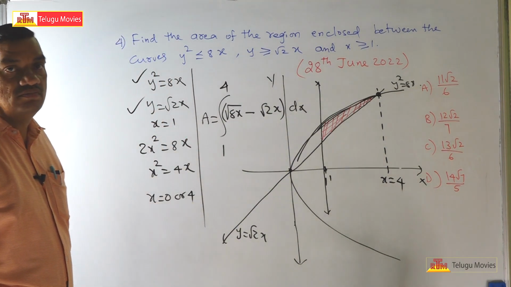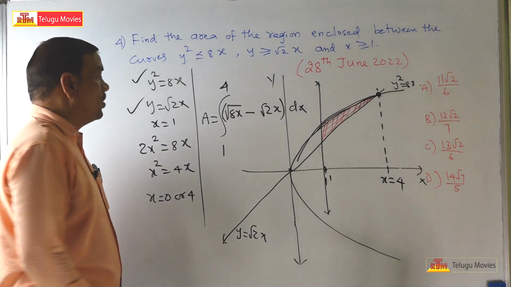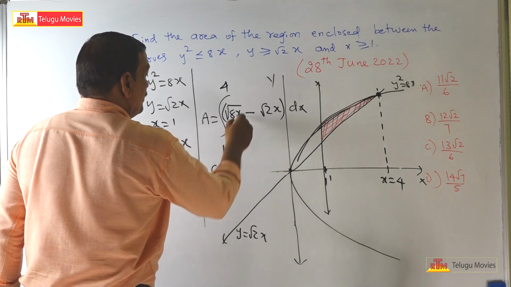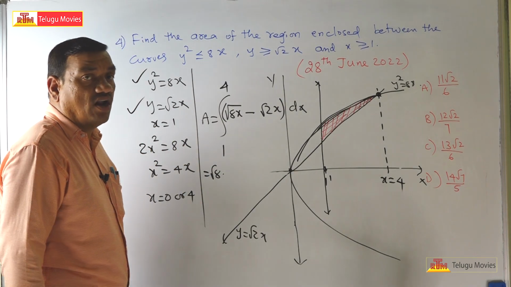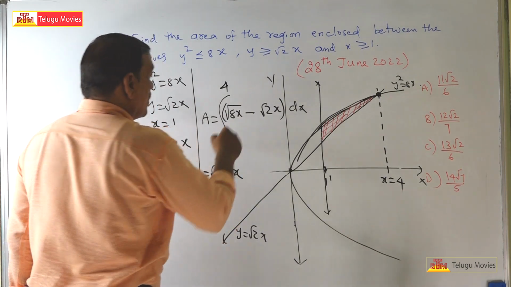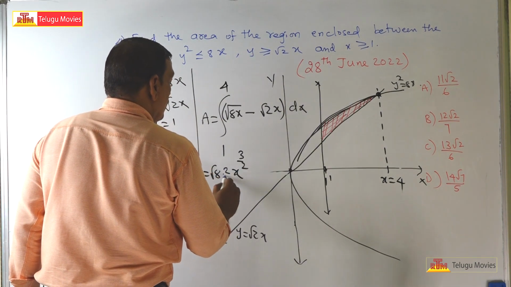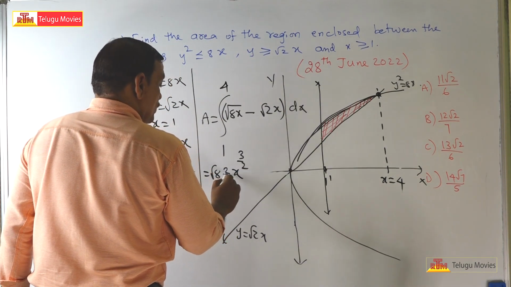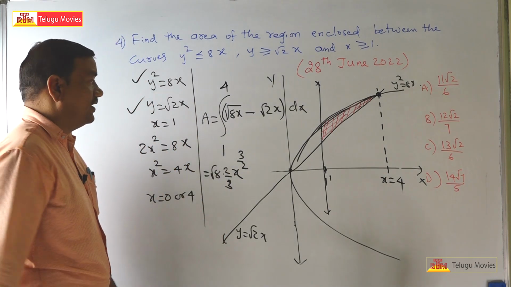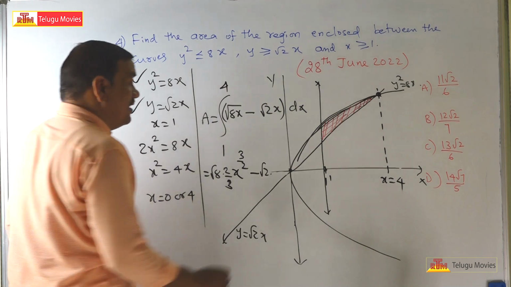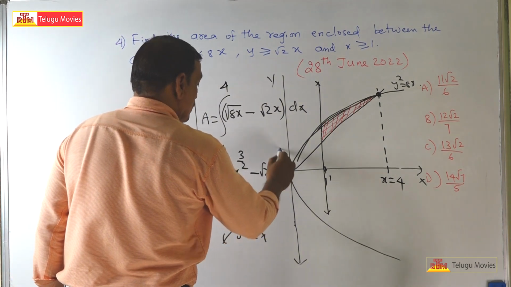Understand this? So if you find out, this is equal to √8 times the integral of √x. What is the integral of √x? This is x^(1/2), so 1/2 plus 1 means 3/2, so 2/3. That means this becomes 2/3 minus √2 times the integral of x²/2.